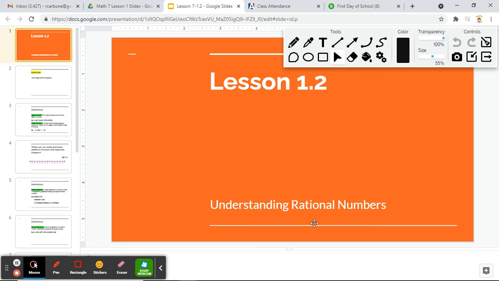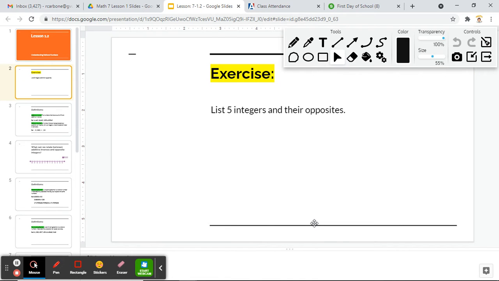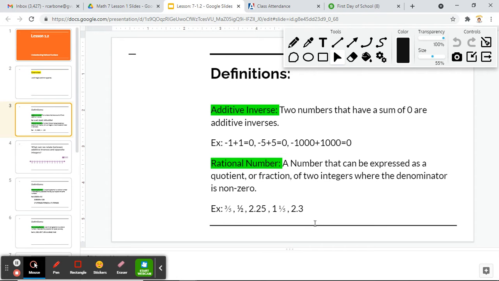Hello, class. Right now, we're going to start going over lesson 1.2, how to understand rational numbers. I want you guys to start out with a little exercise today. I won't go over this, but I would like you to start off by listing 5 integers and their opposites. Remember, opposite integers are 2 integers that share the same distance from 0, or they share the same absolute value.